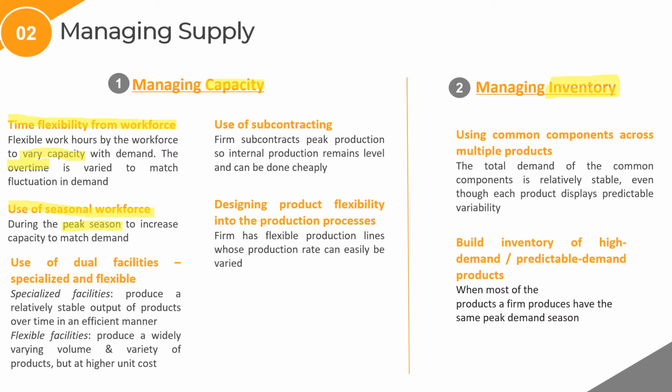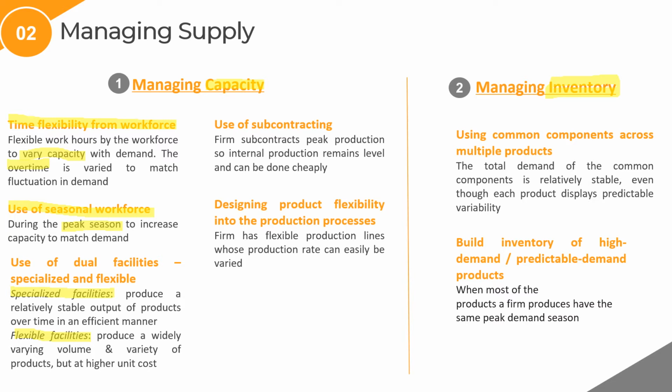And then the third one is use of dual facilities, that are specialized and flexible facilities. The specialized facilities produce a relatively stable output of products over time in an efficient manner. And the flexible facilities produce a widely varying volume and variety of products, but at higher unit cost.